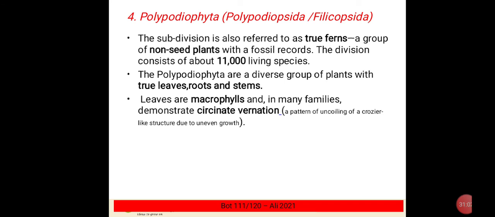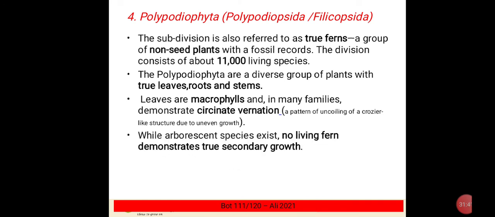Now, leaves are microphylls, meaning they have branched veins. The middle vein in the leaf is branched into many veins, and therefore we say they are microphylls. And in many families, they demonstrate sympodial venation, meaning branching veins. From the middle vein of the leaf, we have some other branches, sub-veins, smaller veins. That's why we say they are microphylls.